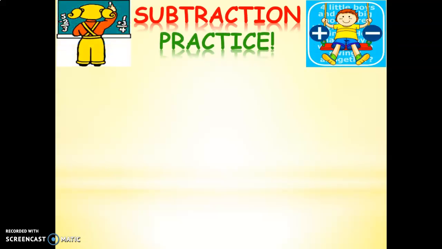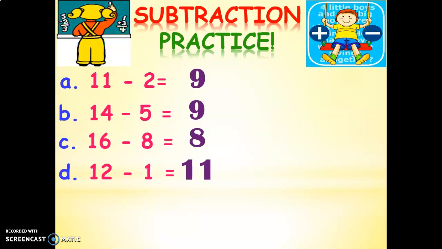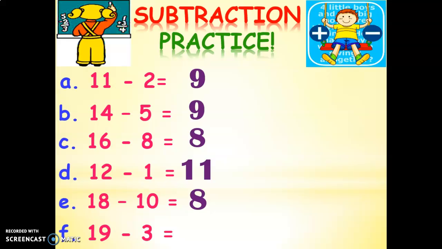Now let's have a few more practice. First one, 11 minus 2. The answer is 9. Next one, 14 minus 5. The answer is 9. We have 16 minus 8. The answer is 8. 12 minus 1 equals 11. How about 18 minus 10? The answer is 8. We have 19 minus 3 equals 16.